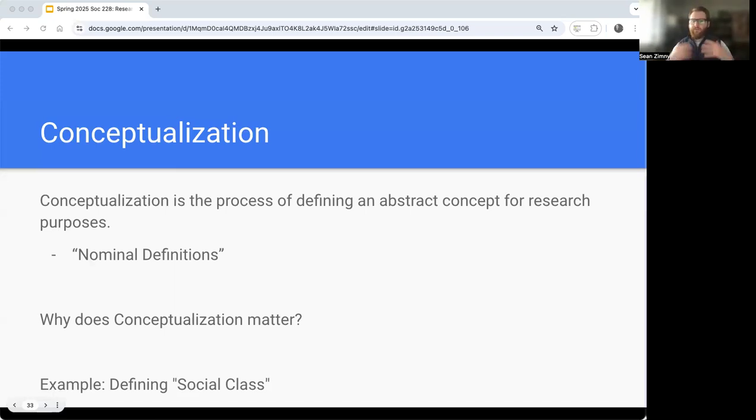So some initial brainstorming, right? What comes to mind when you hear social class? I'm sure a lot of things. Social class can evoke ideas about income or education or your occupation, but there's really no single objective definition of what social class means. There's a lot that goes into it.